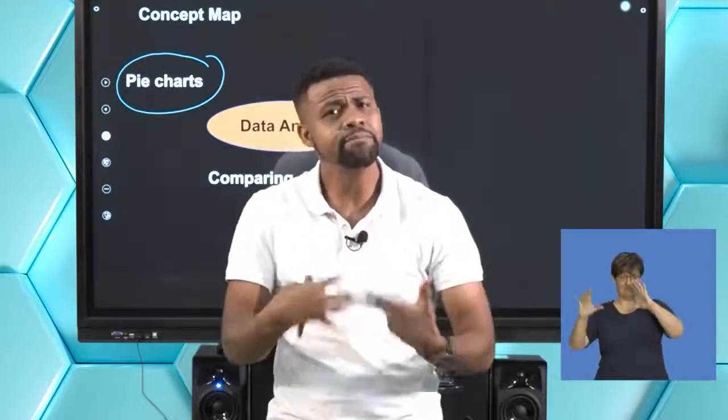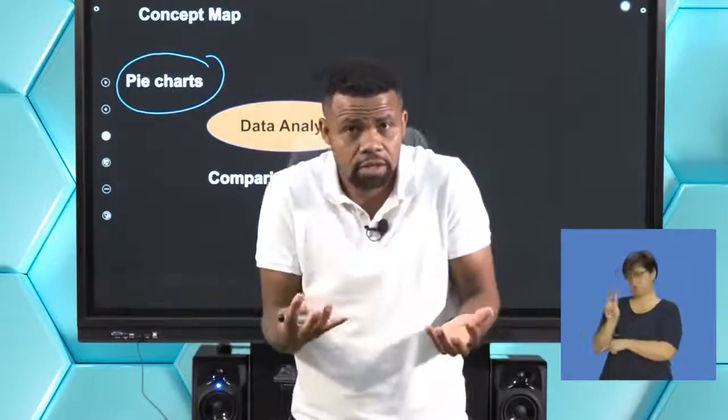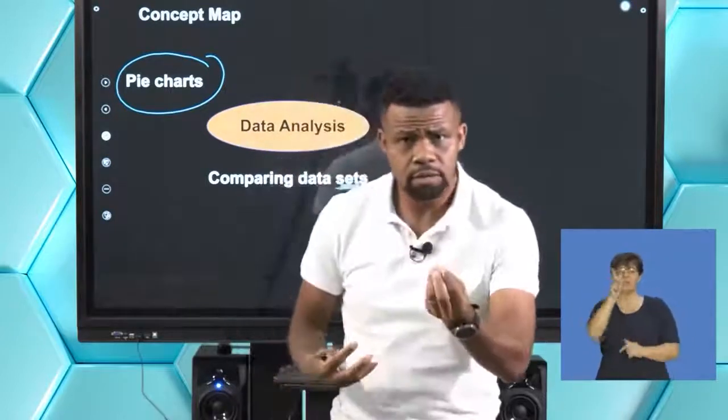But now we might be given a pie chart. What does it mean to us? That's an analysis. We're given a pie chart, we read it. What does it mean? What can we conclude? What if there's change? What will happen?